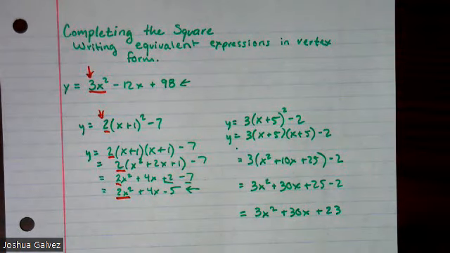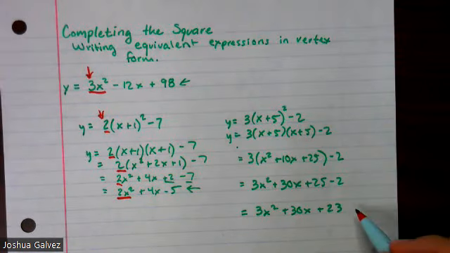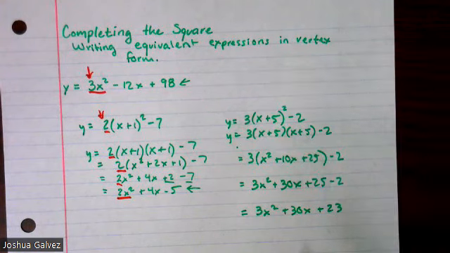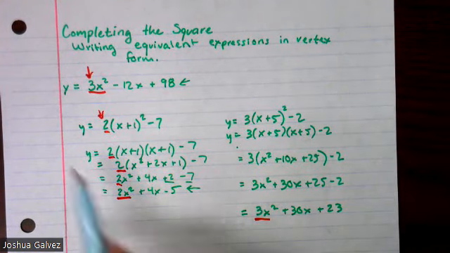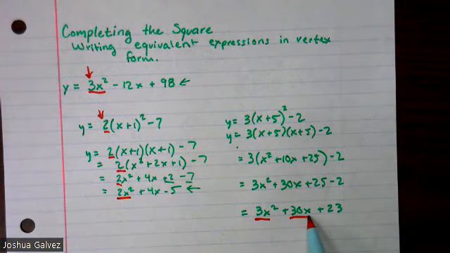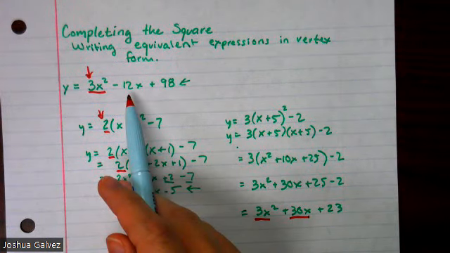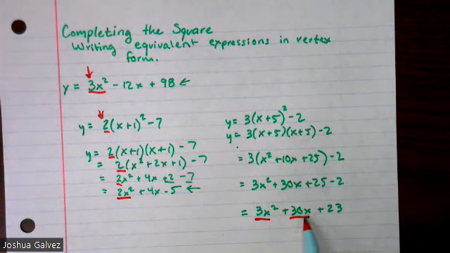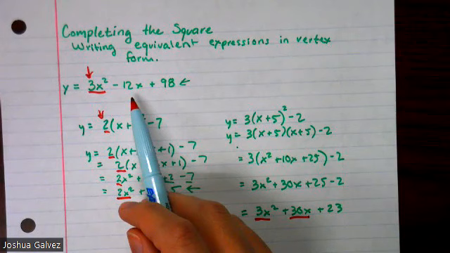Okay, we can see now, if we compare this one and our original, we have a 3x squared. So that part matches. Now we can look at this next part. This says 30x. That one says 12x. Let's think about why this is 30x and what we could have done differently to make it a 12x.